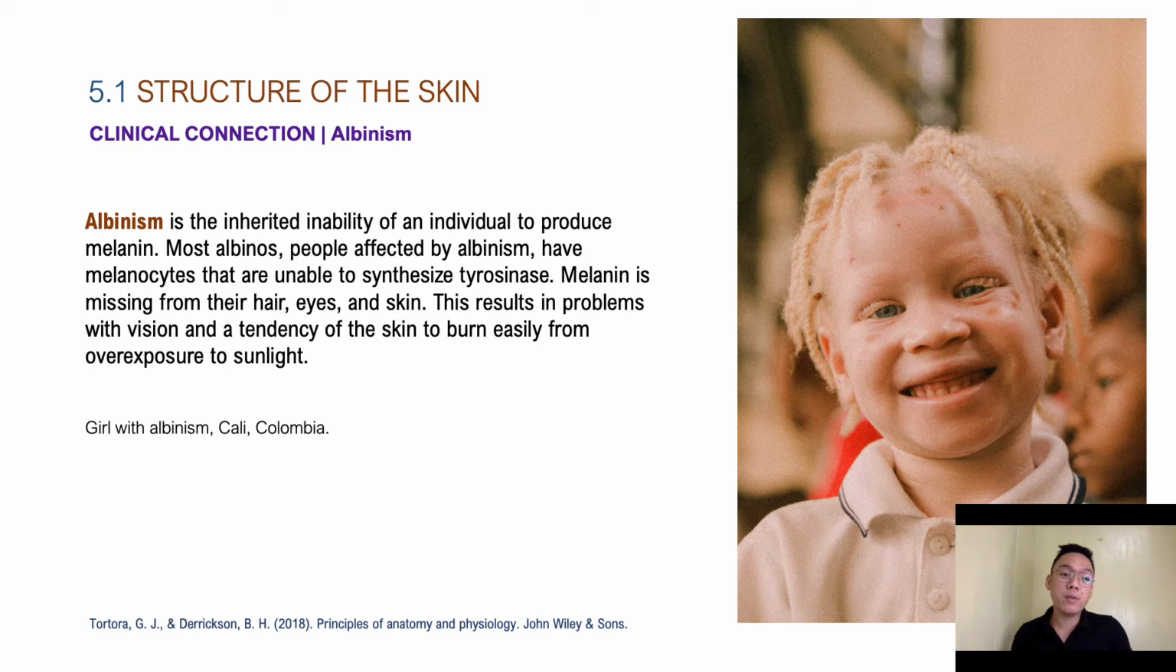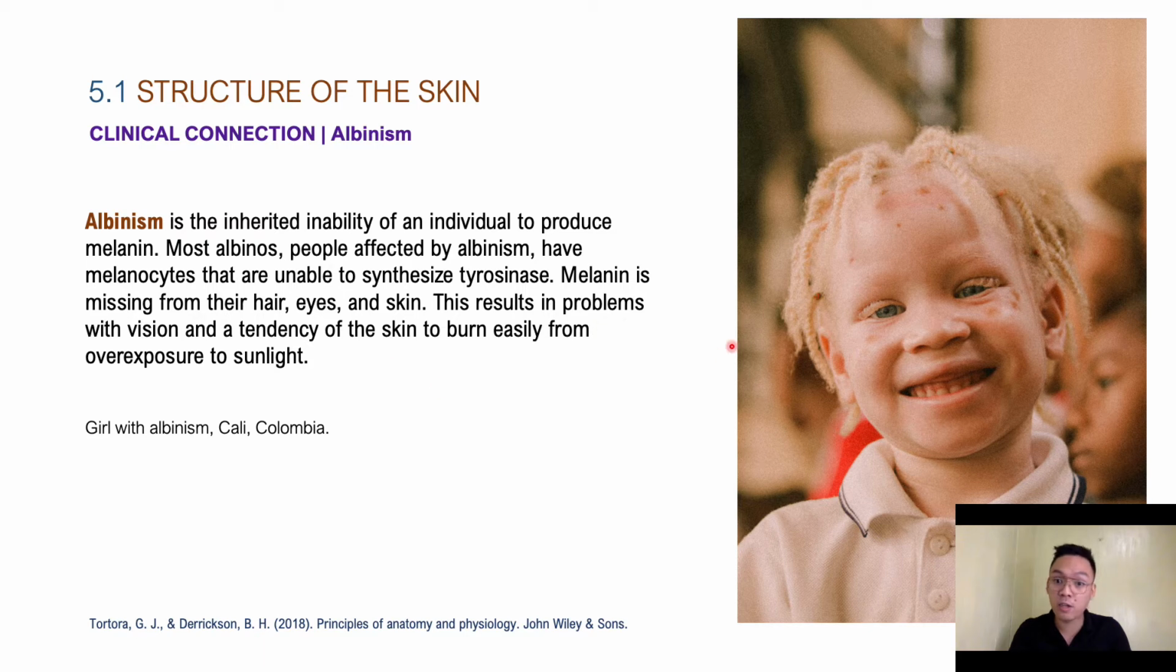Our next clinical connection will be a disorder we call albinism. Albinism is an inherited inability of an individual to produce melanin, and in most people affected with albinism, their melanocytes are unable to synthesize the enzyme tyrosinase. Melanin is missing from their hair, their eyes and skin, and this results in problems with vision and a tendency of the skin to burn easily from overexposure to sunlight.